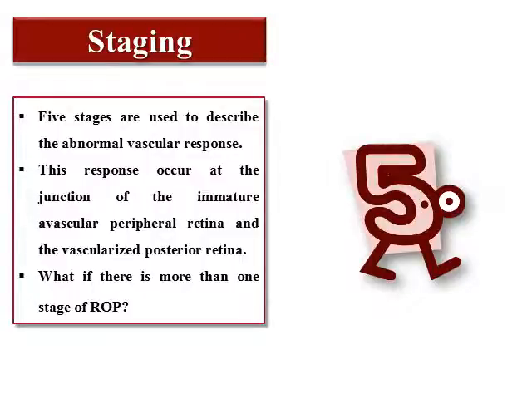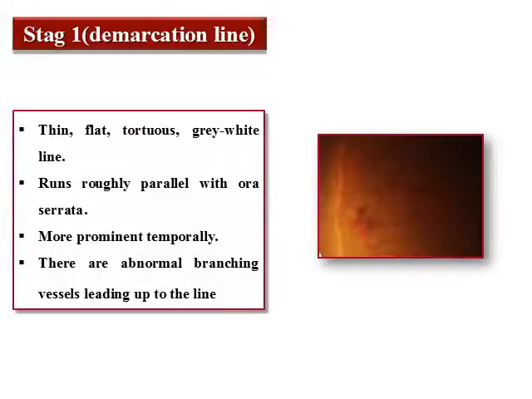Staging. 5 stages are used to describe the abnormal vascular response. This response occurs at the junction of the immature avascular peripheral retina and the neovascularized posterior retina. We could have more than one stage in the same eye, for example, stage 1 in some place and stage 2 in another.